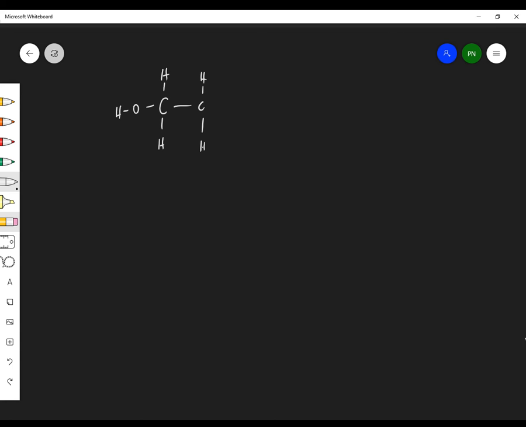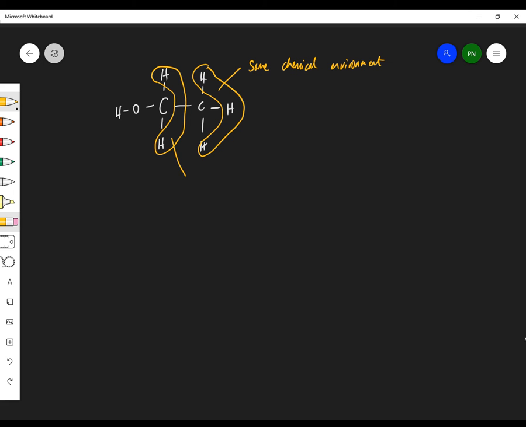There's ethanol. Now, how many hydrogens does it have? Well, these three are exactly the same. We say they have the same chemical environment. These two aren't the same as the other three, but they're the same as each other, so these have the same chemical environment. And this last one, well, there's only one of that. That's got its own particular chemical environment.